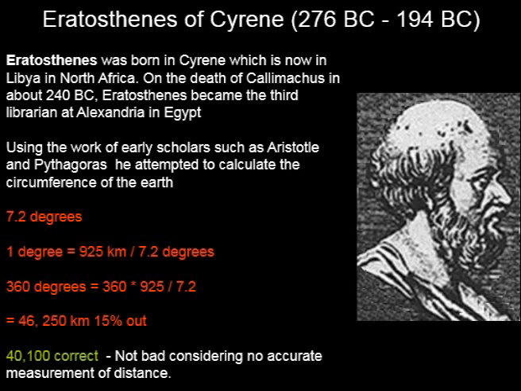The next slide shows some of the details, but essentially knowing that the shadow was 7.2 degrees and noting that that was approximately 1/50th of the circumference of a circle, he simply calculated the distance between Alexandria and Syene and multiplied that by 50. The distance between the two cities was 5,000 stadia, a Greek unit of measurement which was approximately equal to 185 meters in our modern day measurements. Therefore, 5,000 stadia times 50 was equal to around 250,000 stadia, or approximately 46,250 kilometers.